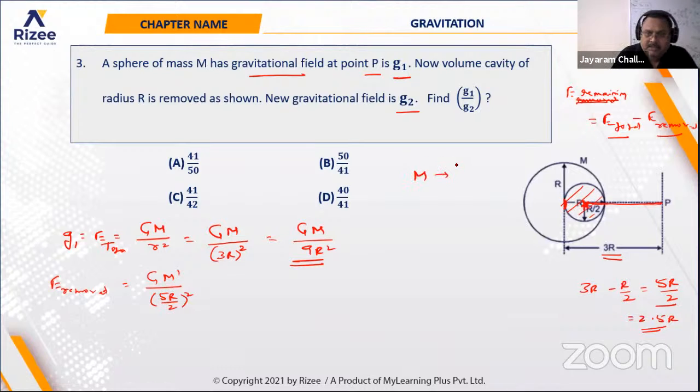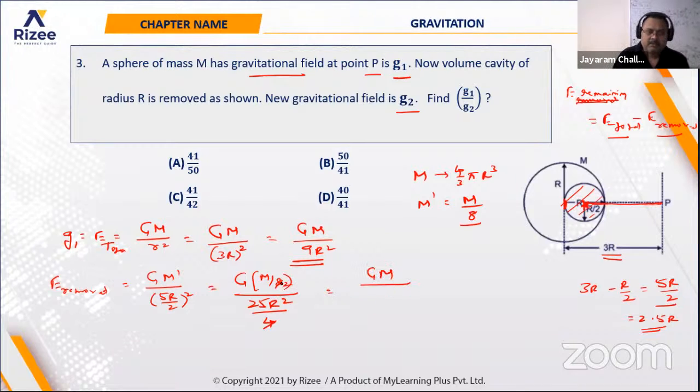Now what is your m dash value? For the total mass, if it is 4 by 3 pi capital R cube, then m dash on solving should be M by 8, since the radius of the removed portion is R by 2. If I substitute R by 2 here, 1 by 2 whole cube will be M by 8. On substituting these values, G into M by 8 by 25R square by 4. Now this goes 2 times here, so it will be GM by 2 into 25, that is 50R square.